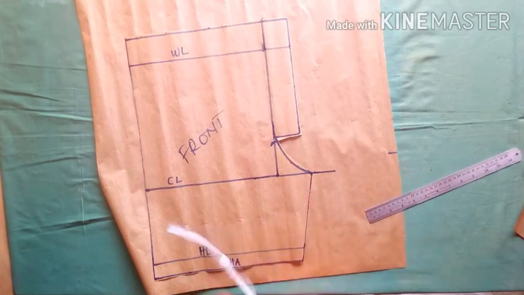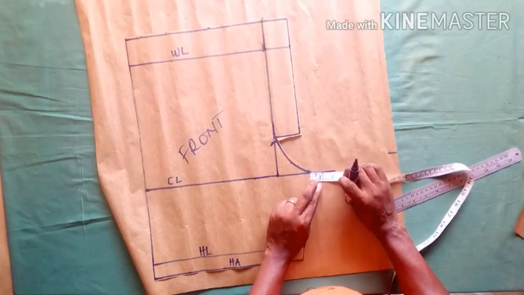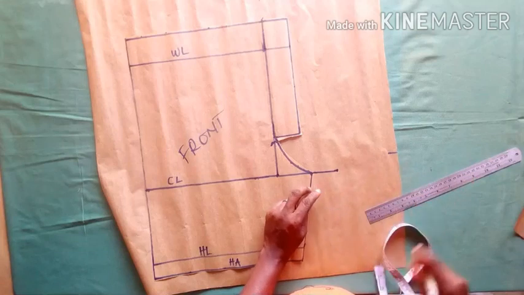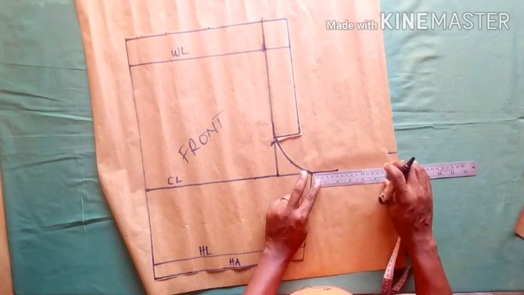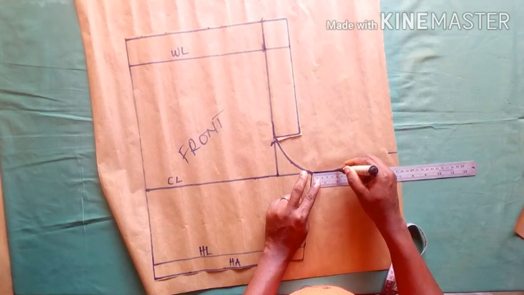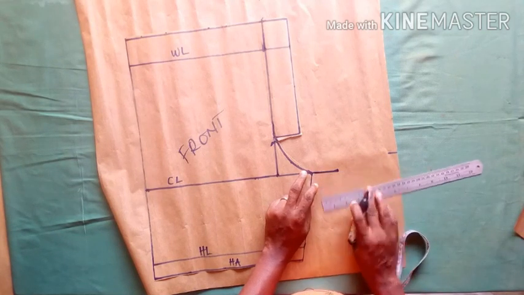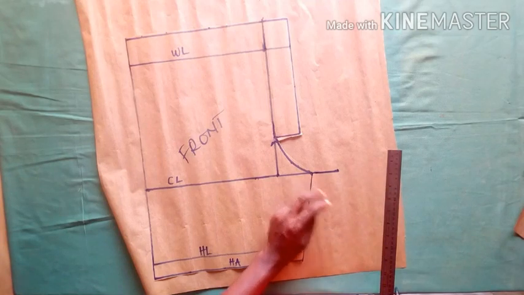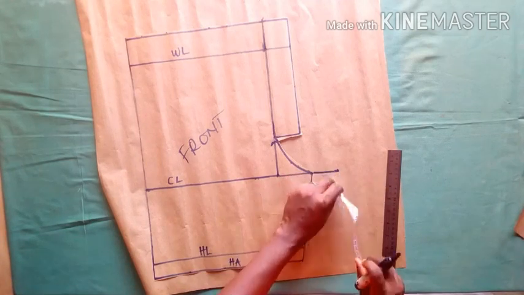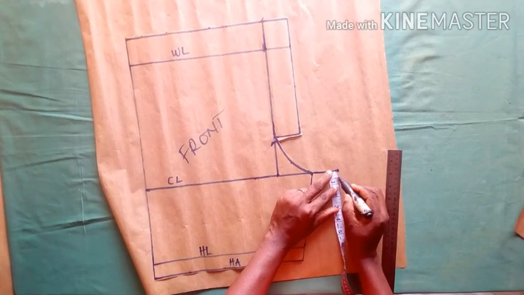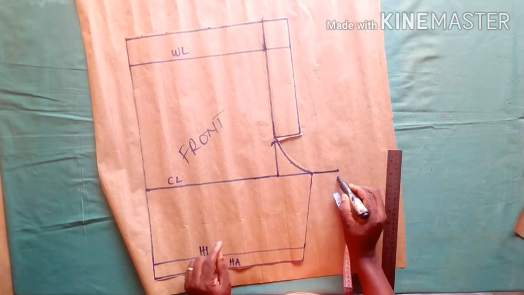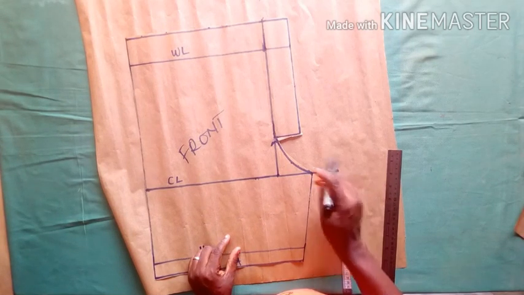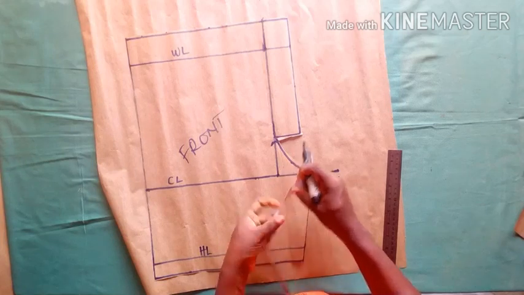I can come down on that line, but before doing that, I will measure 2 inches. After measuring 2 inches, on that point that I measured 2 inches, as you can see, I'll come down by ½ inch on that point, like so, just to do my back crotch curve. This is for my back crotch curve.